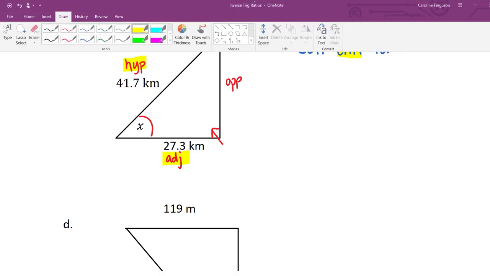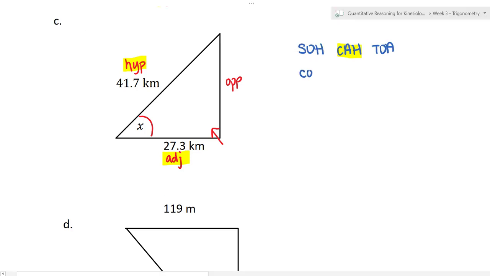Now I'm going to write out the formula for CAH. So cos of my angle is equal to adjacent over hypotenuse. Notice I skipped that step where I wrote the formula. I'll write the formula right here in case it's helpful. Cos of the angle is equal to adjacent over hypotenuse. Okay, the angle was x, the adjacent was 27.3, and the hypotenuse was 41.7.